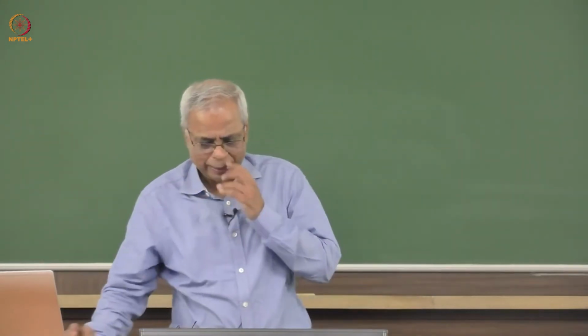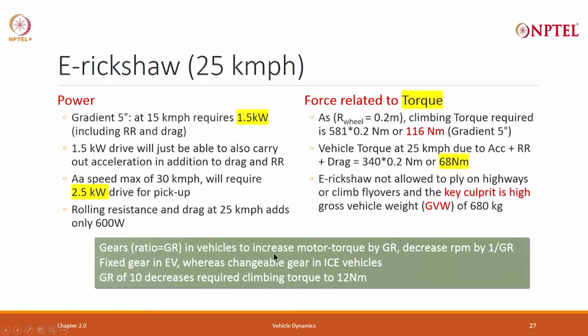So, for example, in a vehicle like an e-rickshaw, we will talk about this again and again. Gear ratio typically used is 10. Now, for the slope, instead of 116 newton meter, I will now require only 12 newton meter to climb. Even that is tough from a 1.5 kilowatt motor. But if I look at traveling at 25 kilometer constant speed, 68 newton meter, you divide it by 10, 6.8 newton meter, that is easily doable.